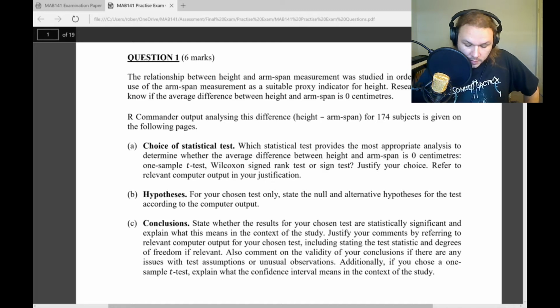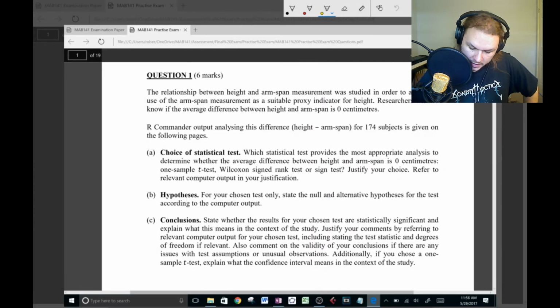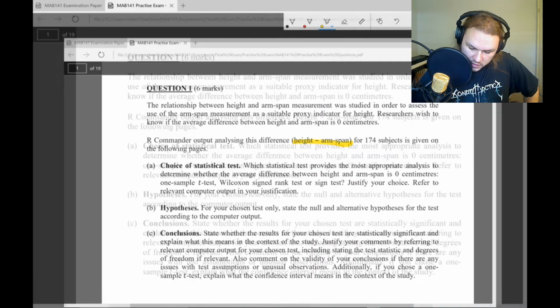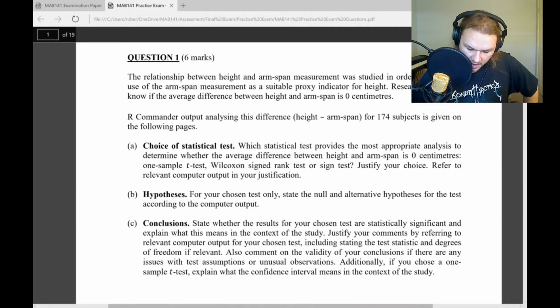Okay, so the relationship between height and arm span measurement was studied in order to assess the use of the arm span measurement as a suitable proxy indicator for height. Researchers wish to know if the average difference between height and arm span is 0 centimeters. R Commander output analyzing this difference, and the difference is defined as height minus arm span, for 174 subjects is given on the following pages.